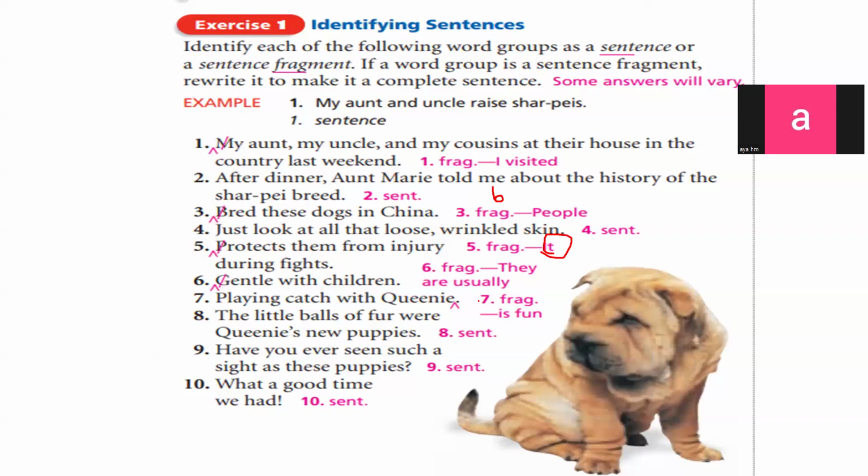The little balls of fur were Queenie's new puppies. It's a sentence. It has subject and verb, and it expresses a complete thought. Number 9: Have you ever seen such a sight as these puppies? It's a sentence. It has a subject, verb, and it expresses a complete thought. What a good time we had. It is also a sentence.